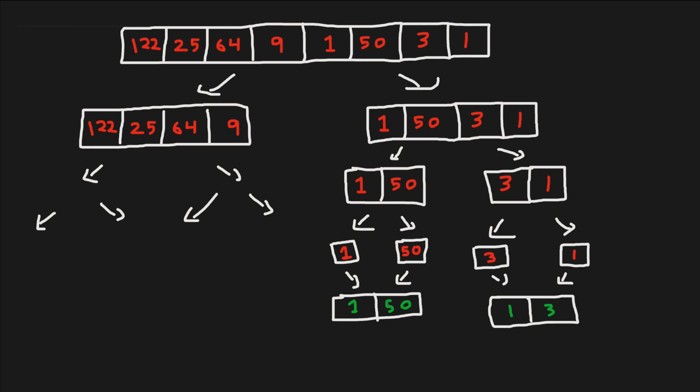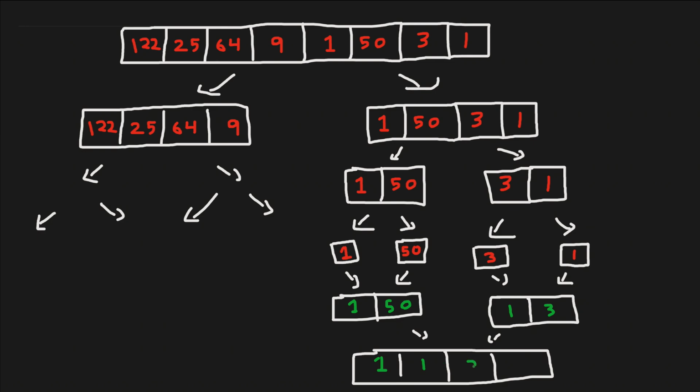And then you've merged these values, so you want to merge these arrays now. So if I do that, it'll be a 4-element array. And it'll be 1, 1, 3, and 50. Okay, and you keep on doing that for both sides until you end up merging all the elements back together, and then your array will be sorted.